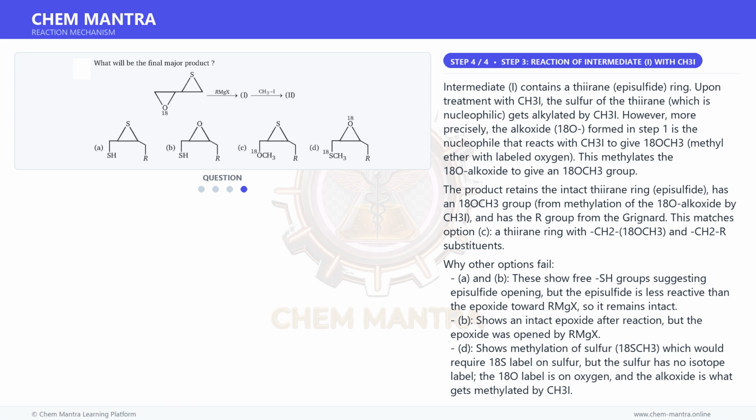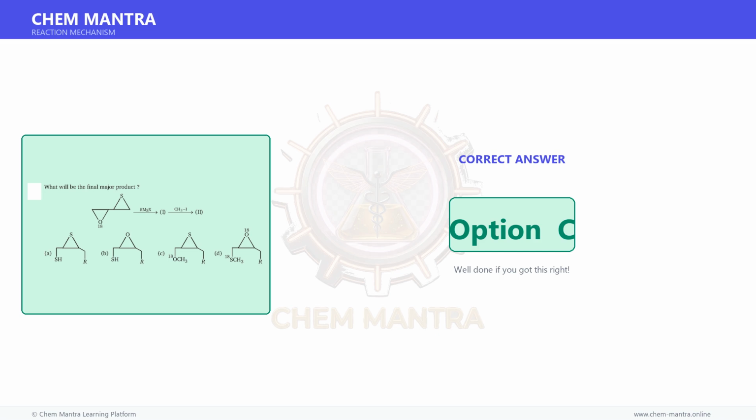D shows methylation of sulfur, S-CH3, which would require an isotope label on sulfur, but the sulfur has no isotope label. The 18O label is on oxygen, and the alkoxide is what gets methylated by CH3I. Therefore, the correct answer is C. Therefore, the correct answer is option C.